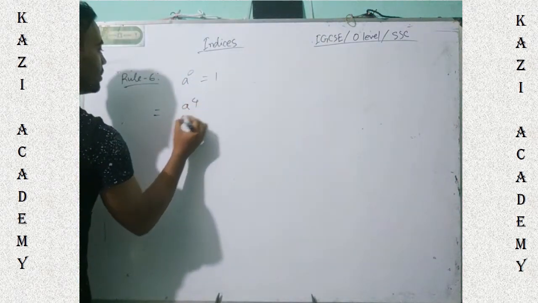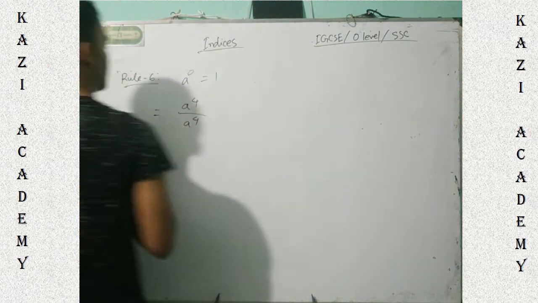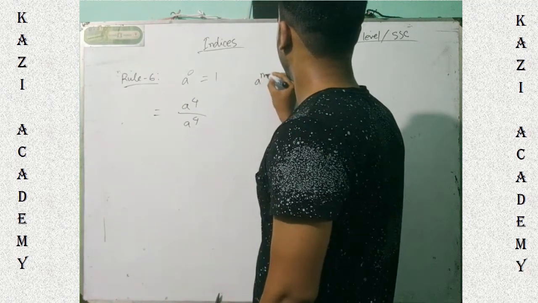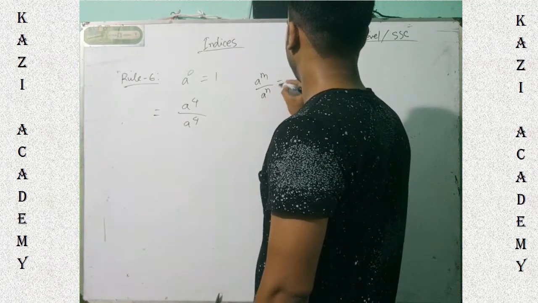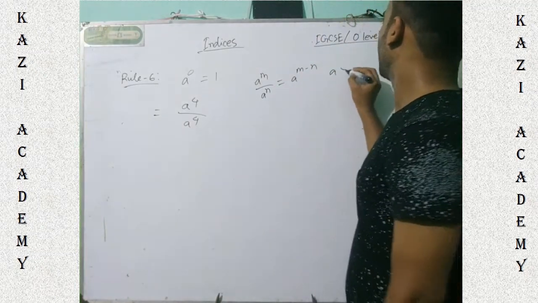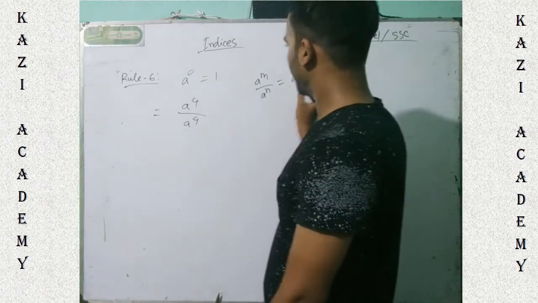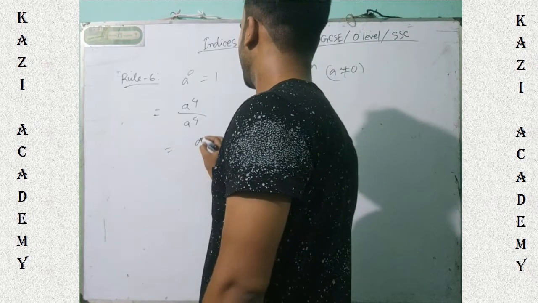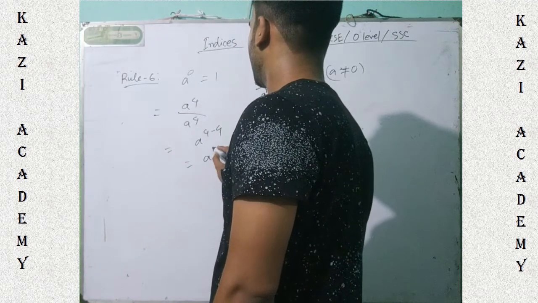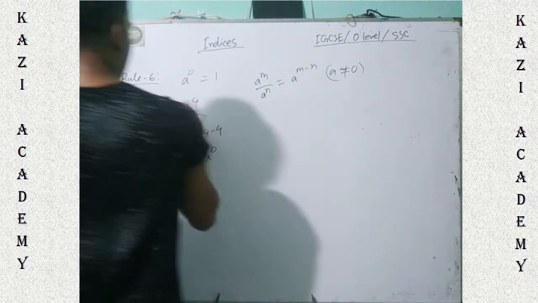Suppose a to the power 4 is divided by a to the power 4. Following rule number 2, a to the power m by a to the power n, then we can write a to the power m minus n when a is not equal to 0. If we apply this, it will be a to the power 4 minus 4, so simply a to the power 0.